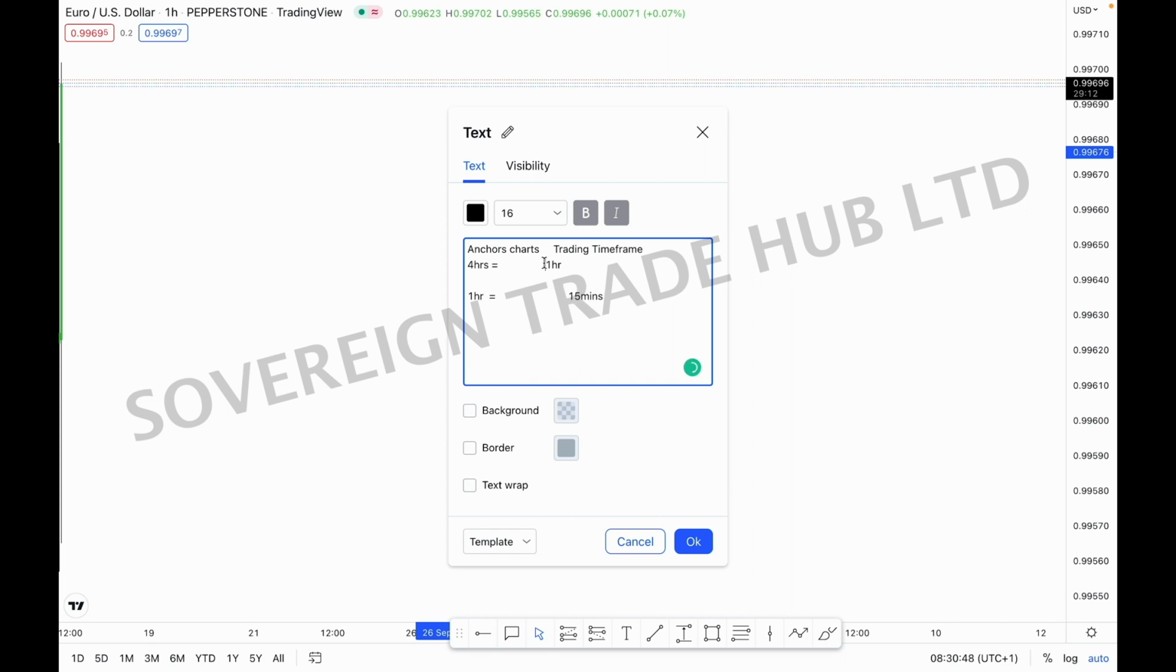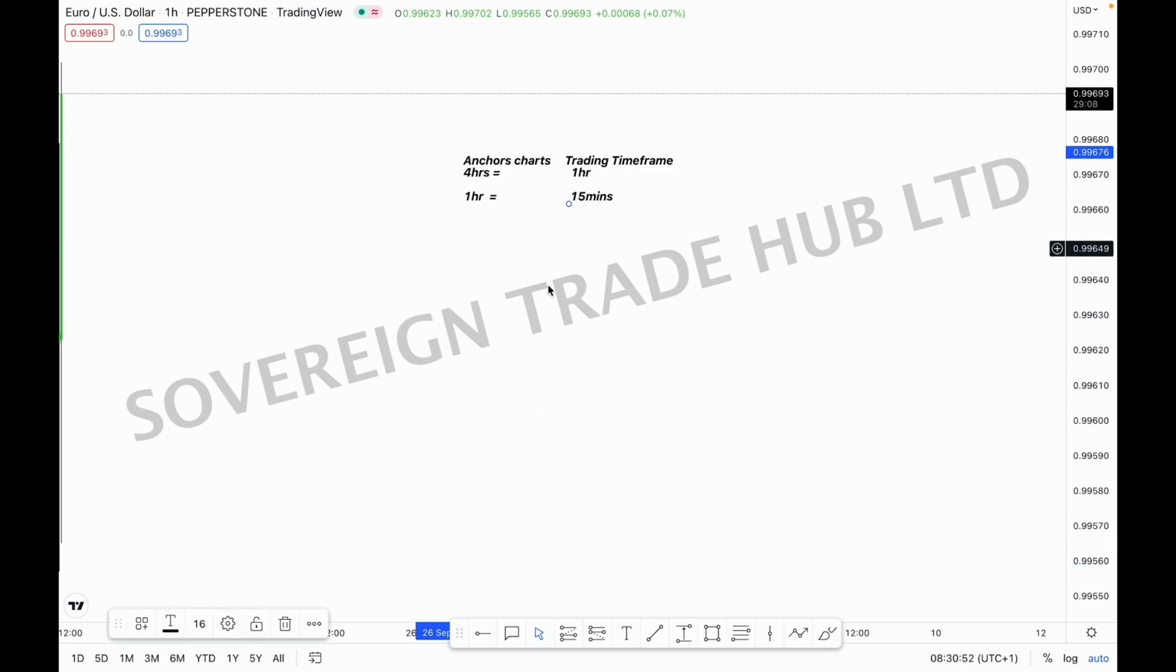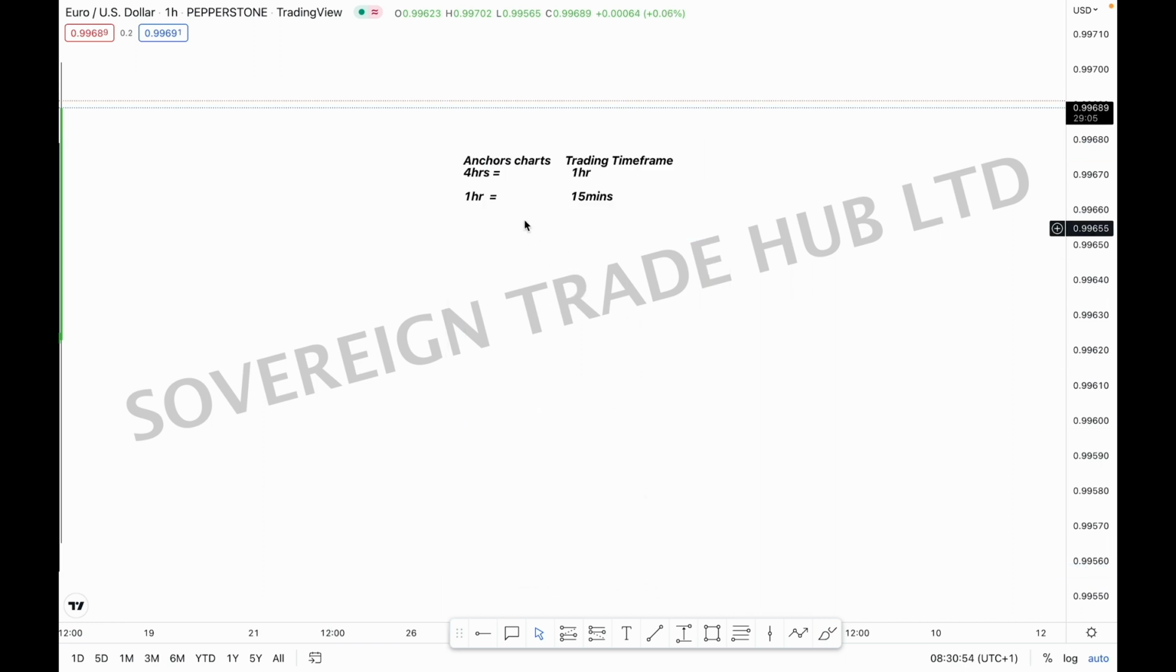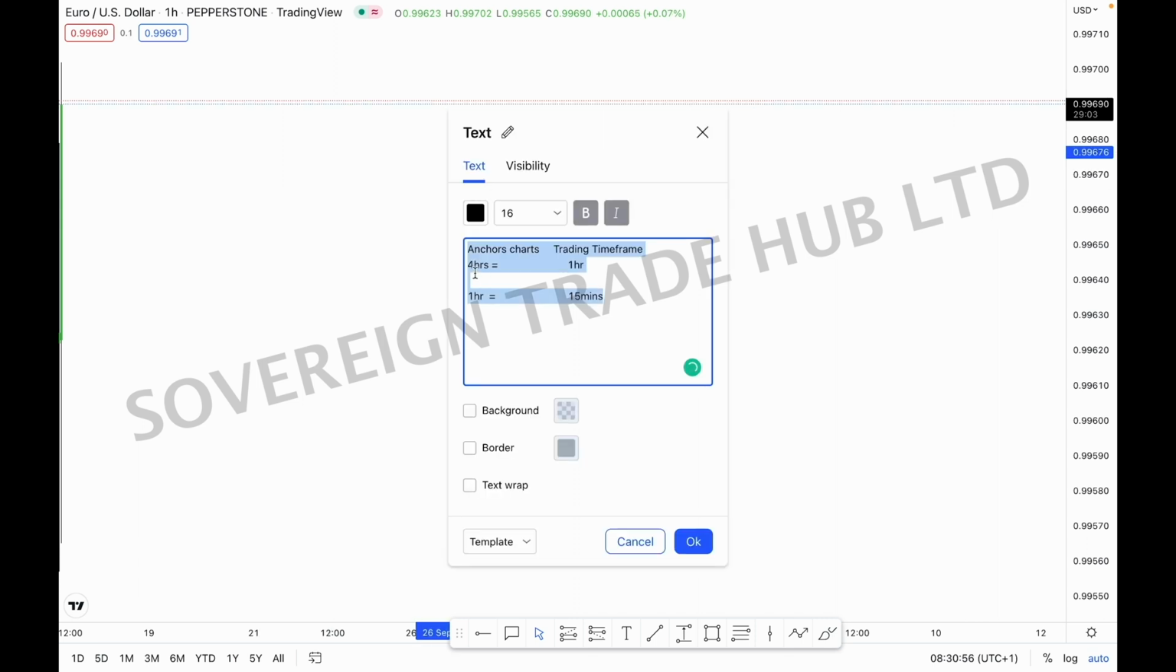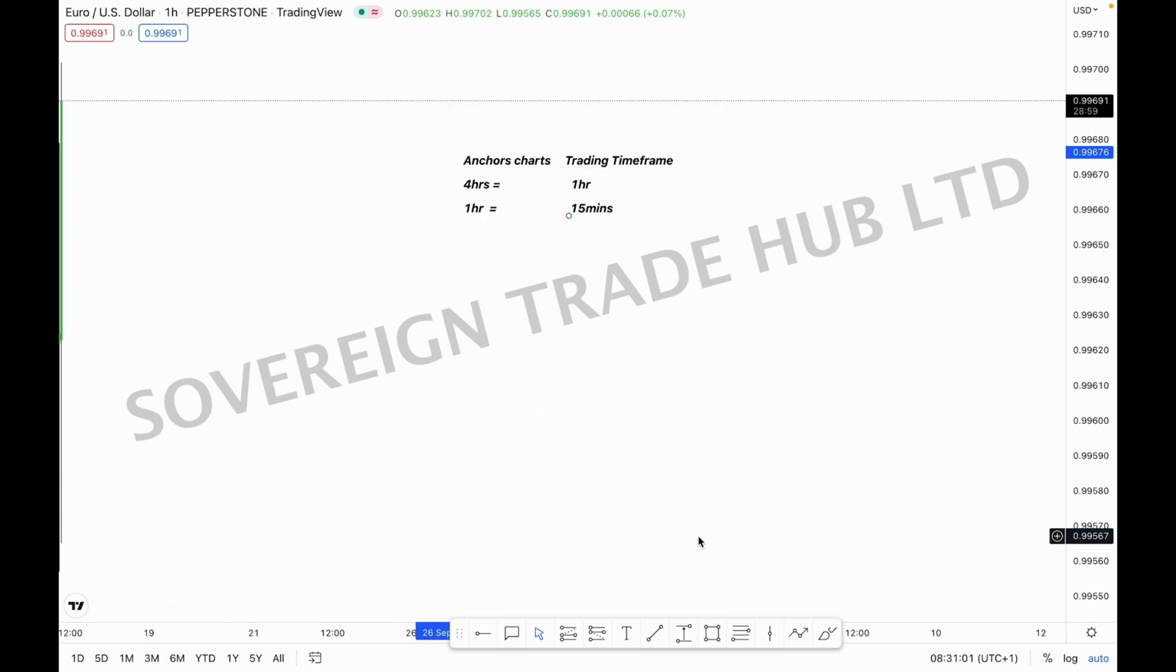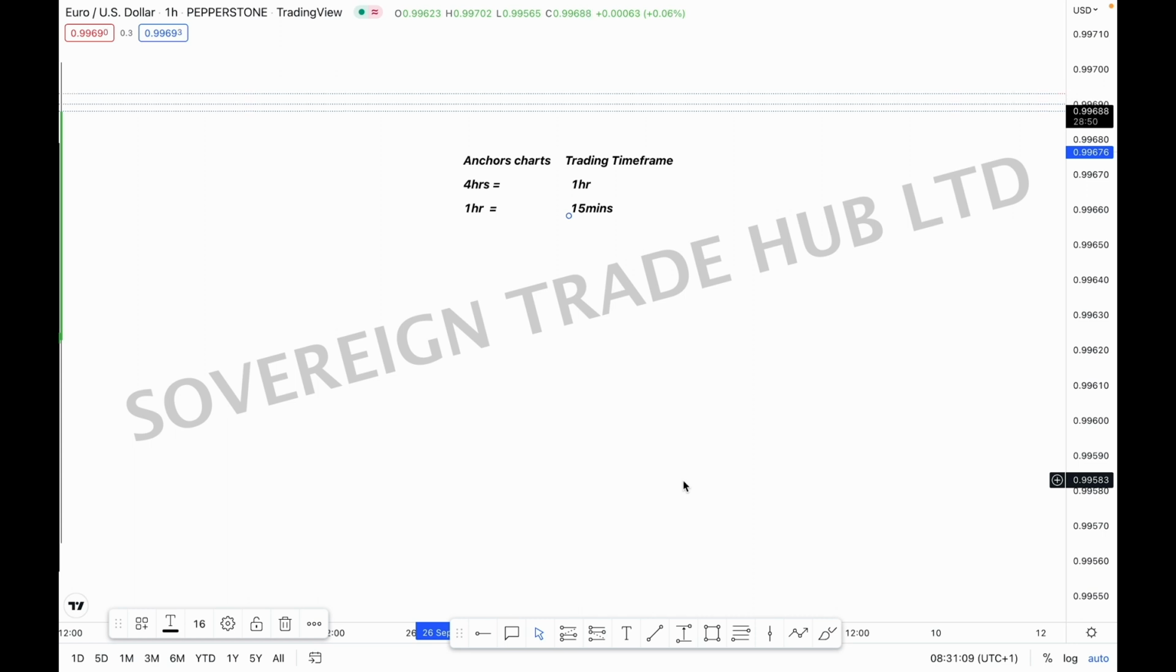Okay, looking at the chart now, you'll spot something. My anchor chart, 4 hours, trading time frame, 1 hour. And when my anchor chart is 1 hour, my trading time frame is going to be 15 minutes.